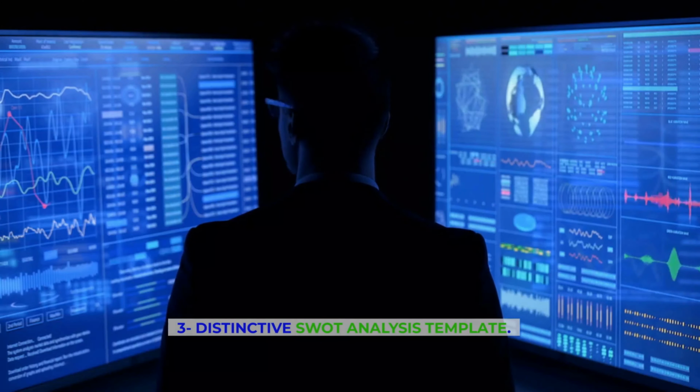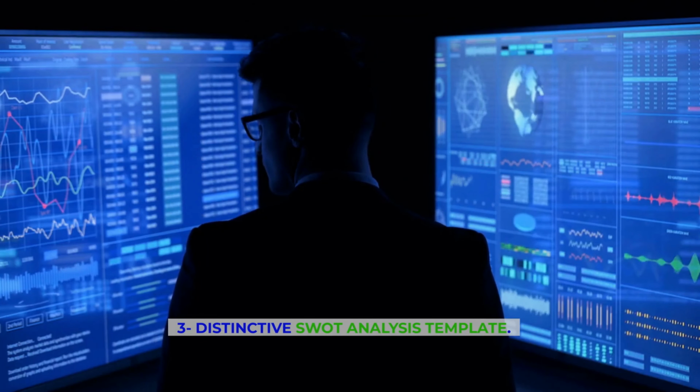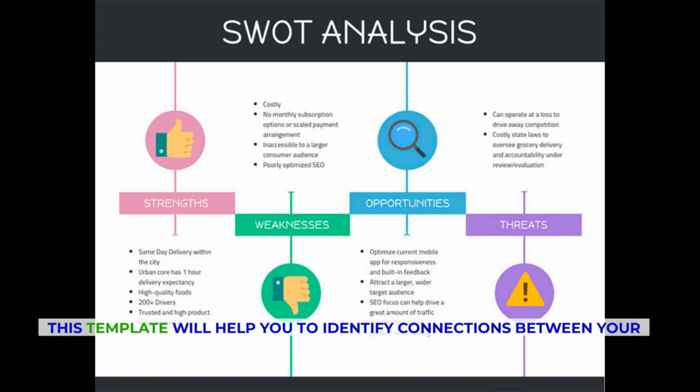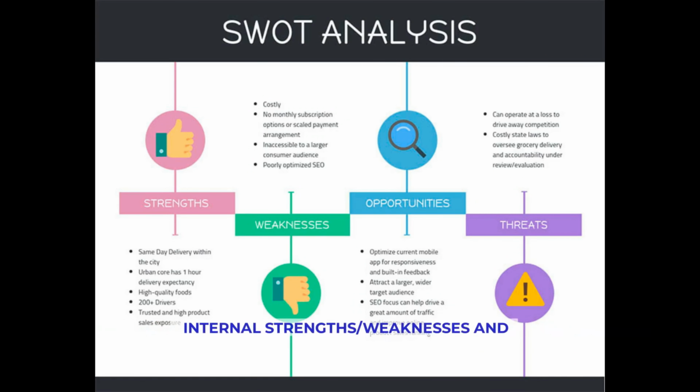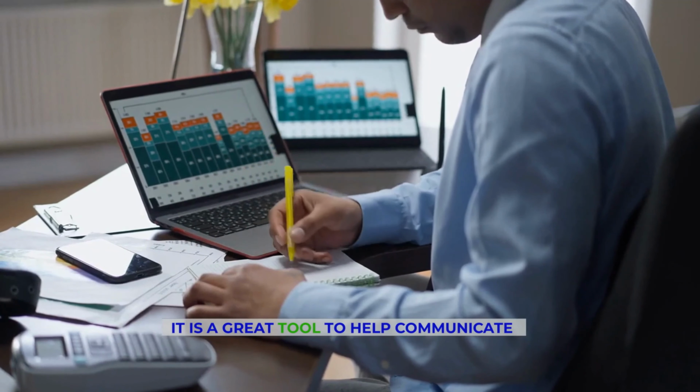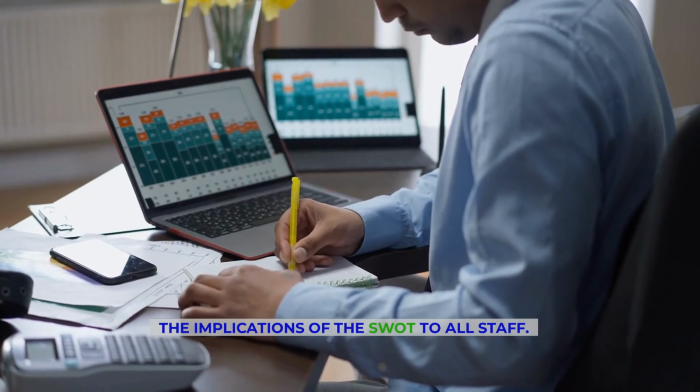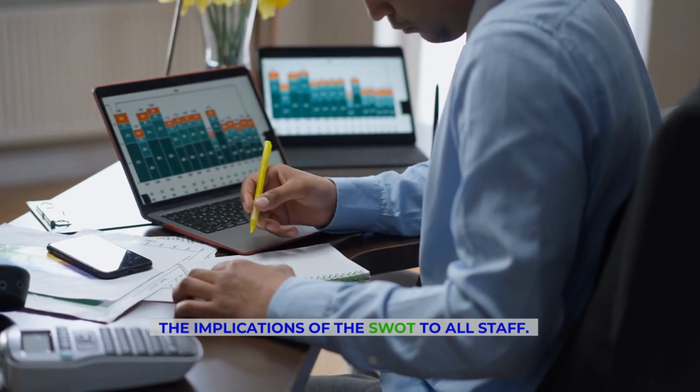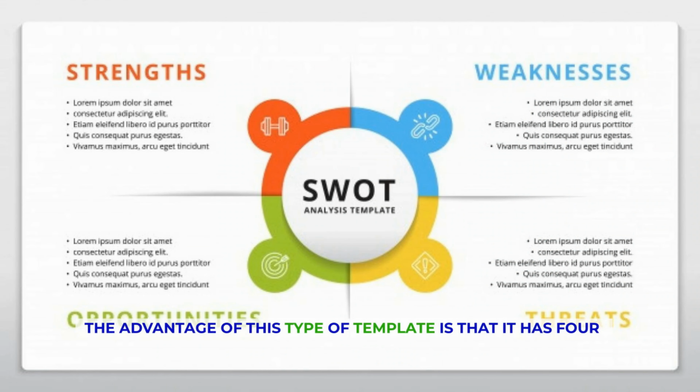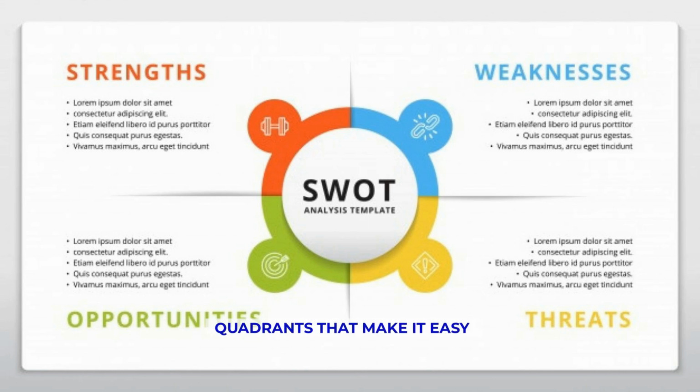3. Distinctive SWOT analysis template. This template will help you to identify connections between your internal strengths/weaknesses and your external opportunities/threats. It is a great tool to help communicate the implications of the SWOT to all staff. The advantage of this type of template is that it has 4 quadrants that make it easy for you to quickly and simply identify where your internal and external strategic environments interact.